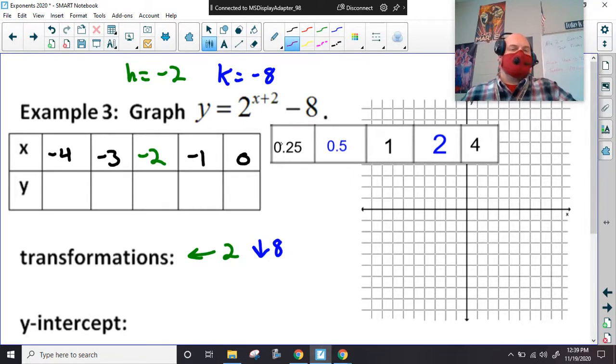All right, so 0.25 minus 8 would be negative 7.75. Our 0.5 minus 8 is negative 7.5. 1 minus 8 is negative 7. 2 minus 8 is negative 6. 4 minus 8 is negative 4.